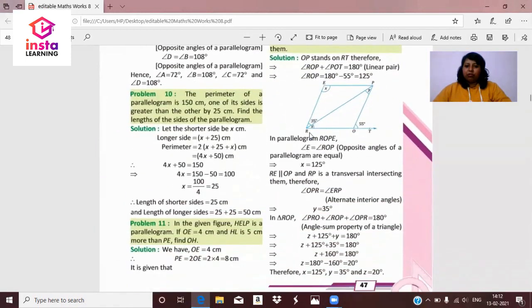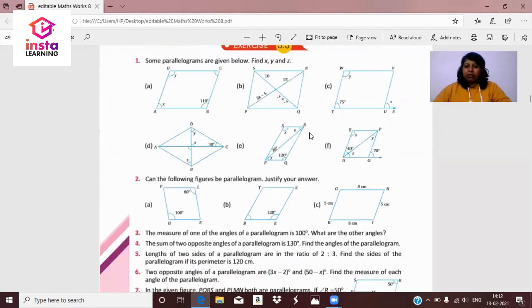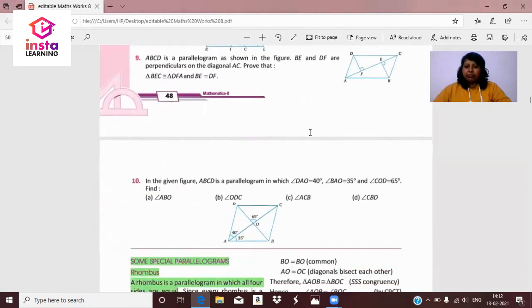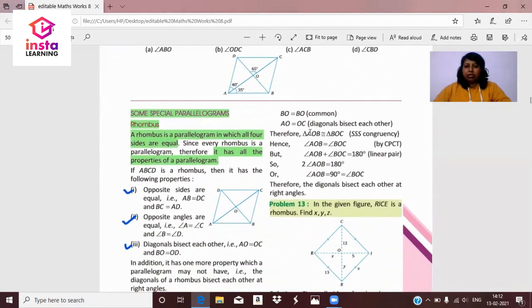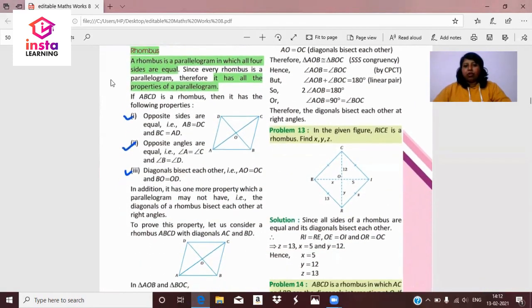So these are the problems based on the properties of the parallelogram and exercise based on that. Now some special parallelograms. Rhombus. Rhombus is a parallelogram in which all four sides are equal. It has all the properties of the parallelogram. This is rhombus ABCD. And these are its properties.